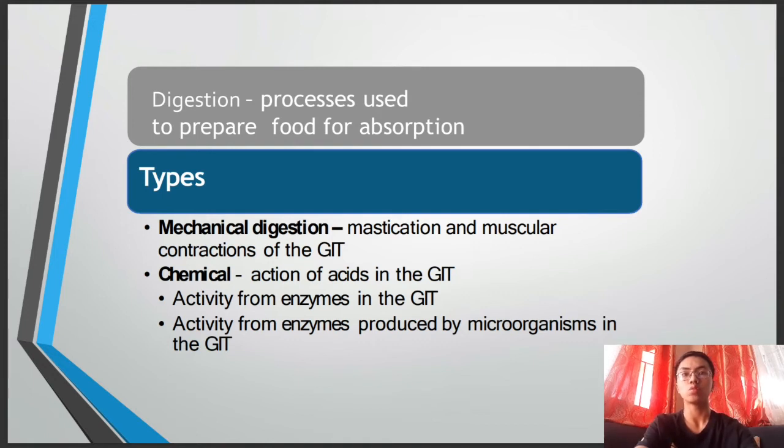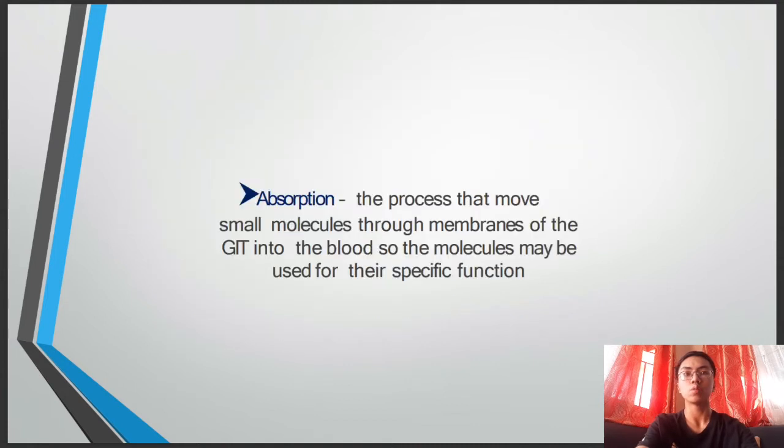So, absorption. Absorption is the process that moves small molecules through membranes of the GIT into the blood, so the molecules may be used for their specific function. So, absorption is the process of taking nutrients from the digestive system into the blood so they can be used in the body.